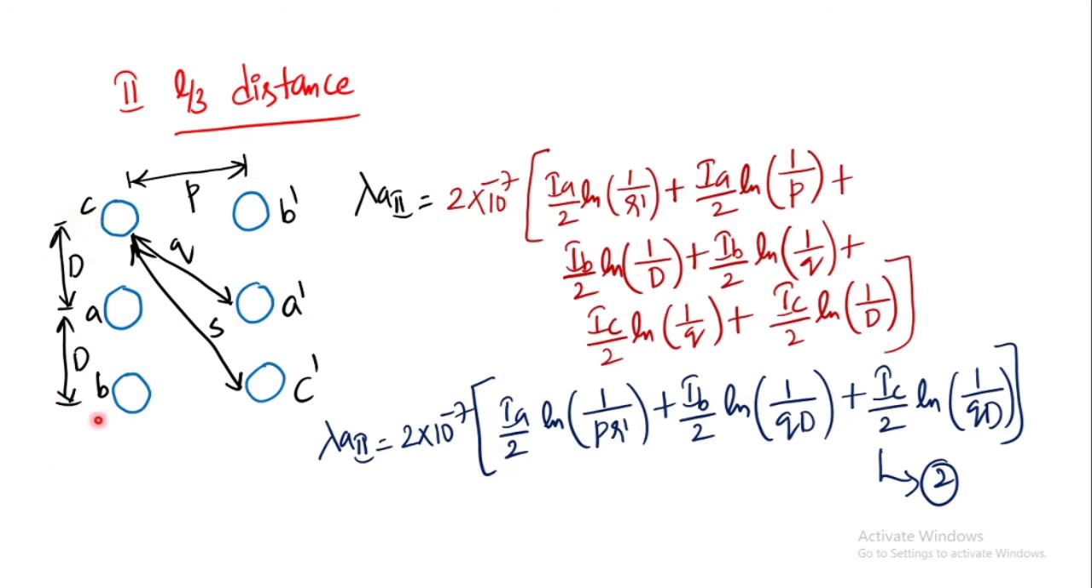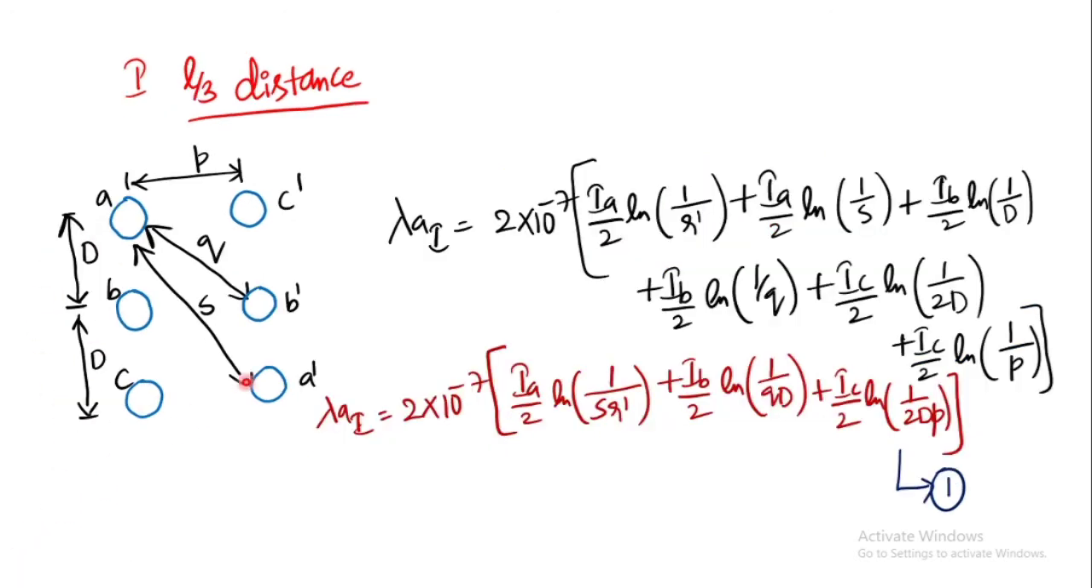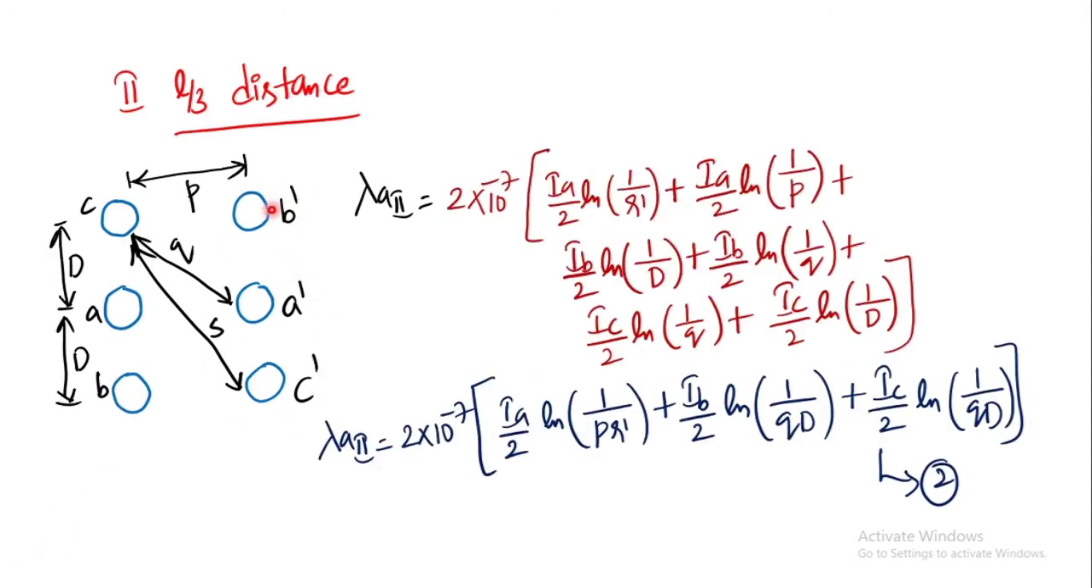You can observe this here. Similarly, for the first L by 3 distance, this is the arrangement. So, A dash will move to here, B dash will move to here, C dash will move to here. Like this you will get the positions, but the distances will not change.